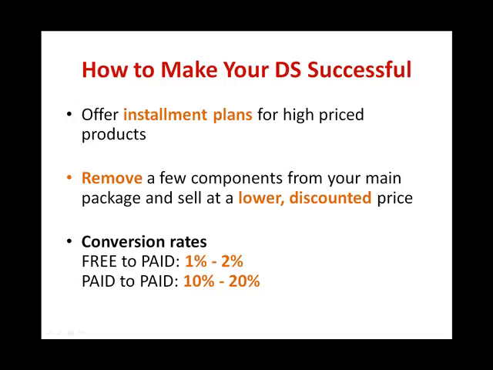You can offer installment plans for high-priced products, which is quite similar to the OTO. Or you can remove a few components from your main package and sell at a lower discounted price. The ideal conversion rate for free subscribers who buy your downsell should be 1% or 2%. If you can achieve more than that, that would be better. Or if you have a paid customer who passes up the one-time offer but wants to purchase your downsell, you're looking at an ideal conversion rate of 10% to 20%.